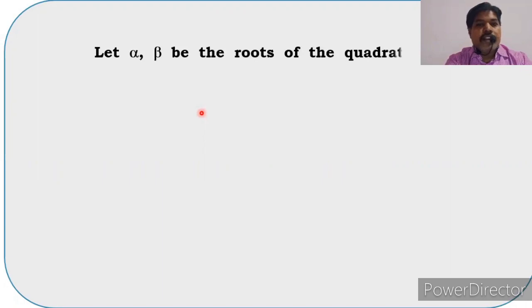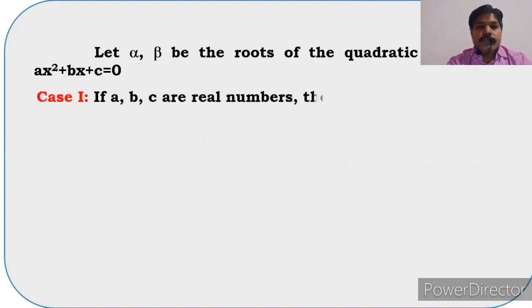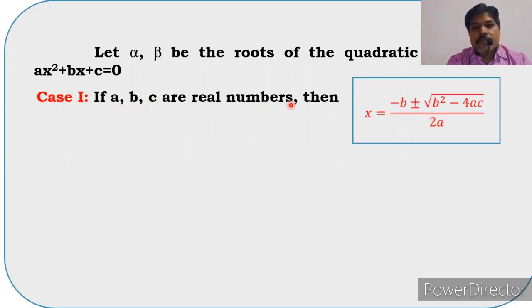Let alpha, beta be the roots of the quadratic equation ax square plus bx plus c is equal to 0. Then what happens? Case 1: if a, b, c are real numbers, then what happens? See the first case. First, see the formula: x is equal to minus b plus or minus square root of b square minus 4ac, by 2a. By using this value, we are going to discuss the nature of the roots.